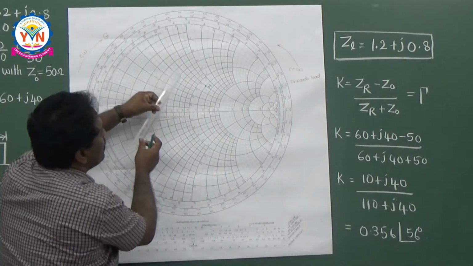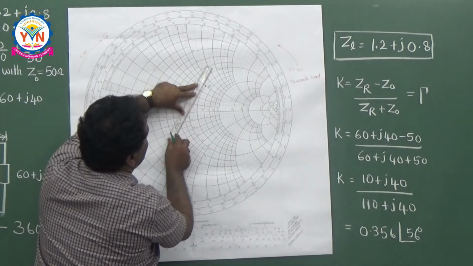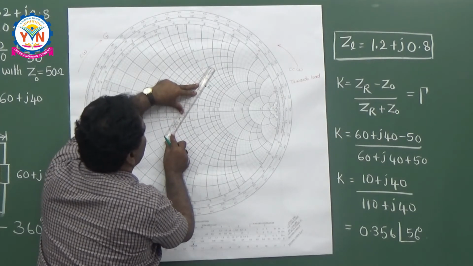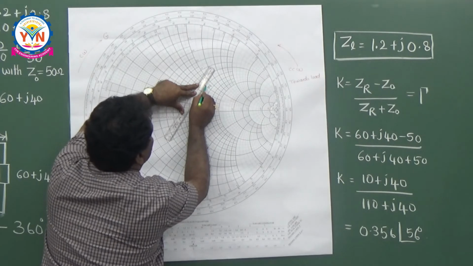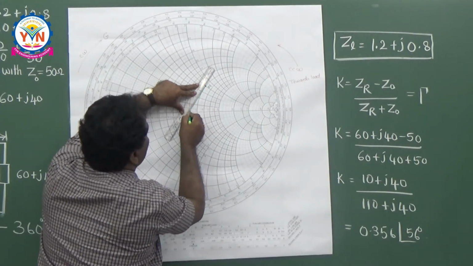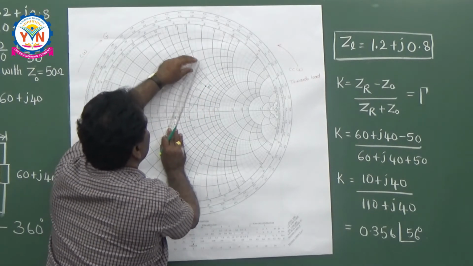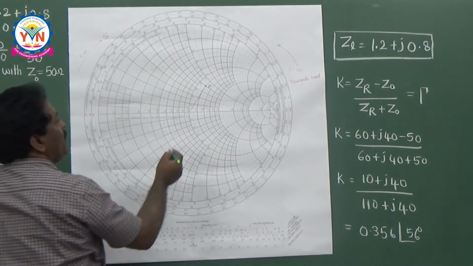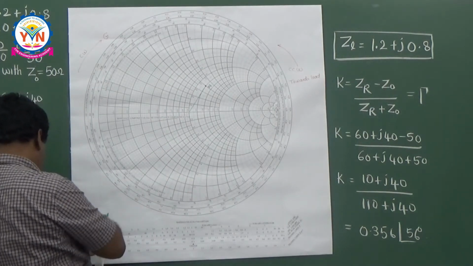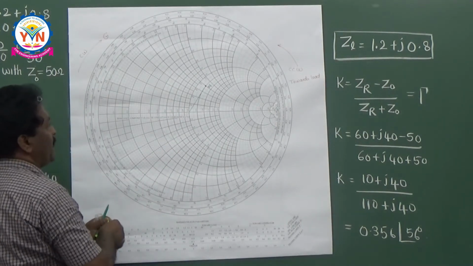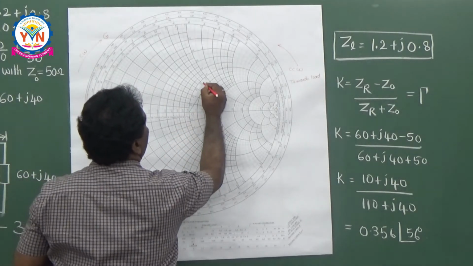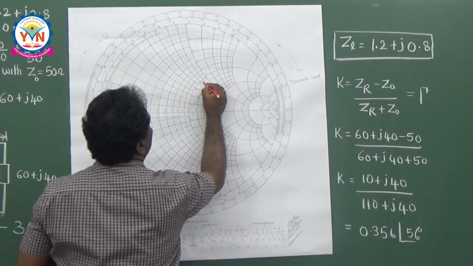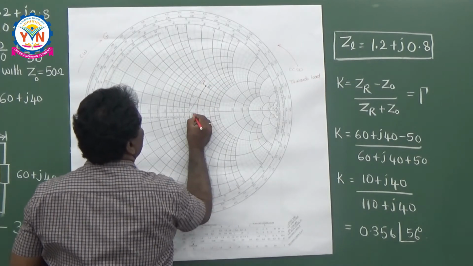So how to do this? This is 1.0 and this is nothing but your ZL like this. This is the diagram. So let it be, it is at the center. This is nothing but the center here, 0. And this is nothing but the point P here, point P, that means the load impedance, and 0.